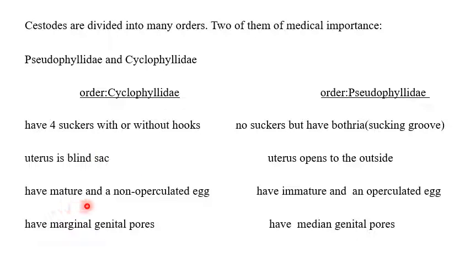In Cyclophyllidea, they have mature and non-operculated eggs, while in Pseudophyllidea they have immature and operculated eggs. The cestodes of Cyclophyllidea have marginal genital pores, while Pseudophyllidea cestodes have median genital pores.